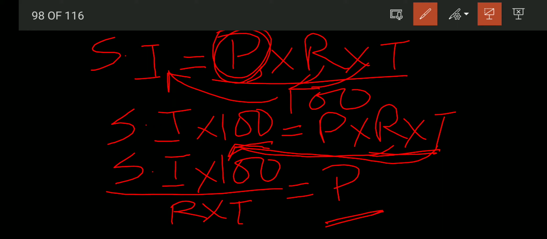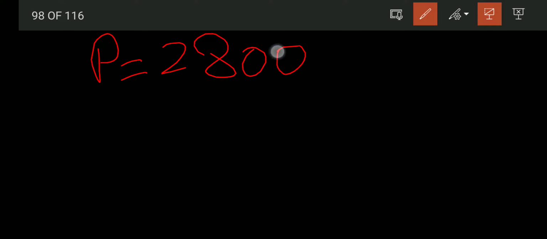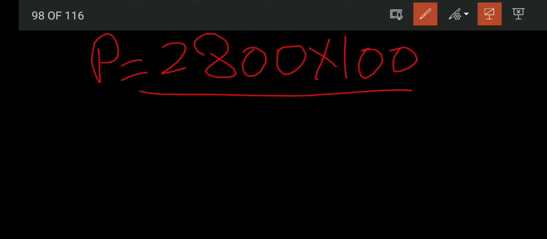Now, we'll put value in this formula. Now, let me show you the value. P equals to SI into 100. So, what is SI? That is 2800. So, 2800 into 100 divided by rate, that is 7%, and time 5 years.